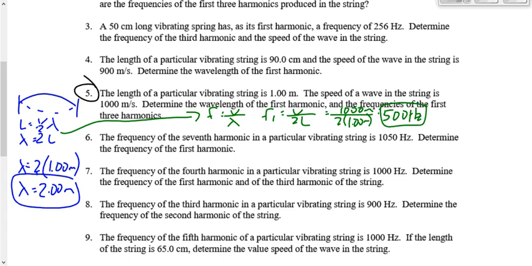Okay, there's F1. How do you find F2? Well, you could derive the equation for the second harmonic, or you could just multiply this one by 2. So the second harmonic would be 1,000 hertz, and the third one would be 1,500 hertz.